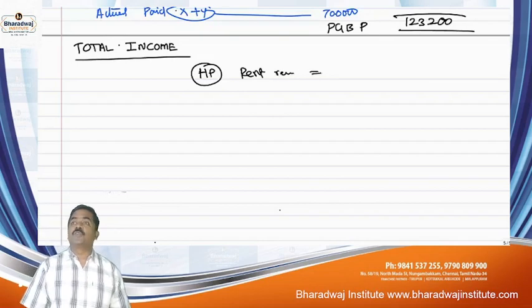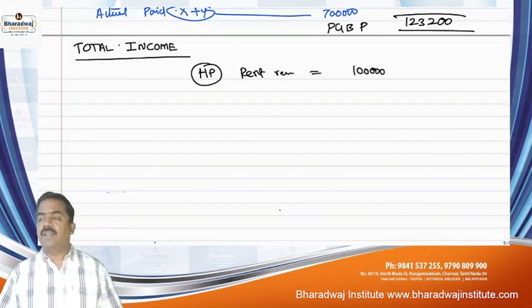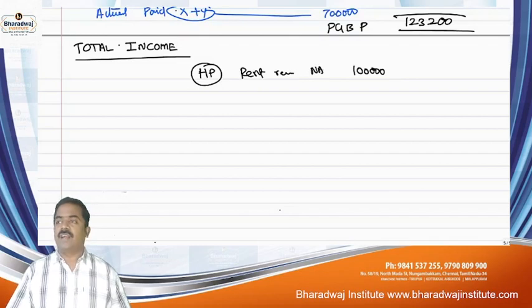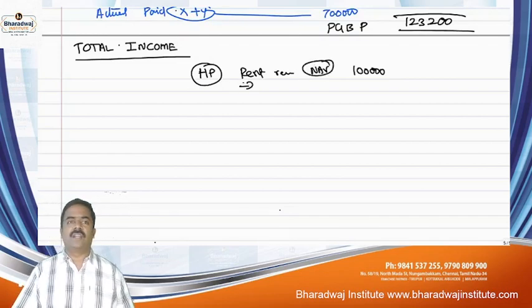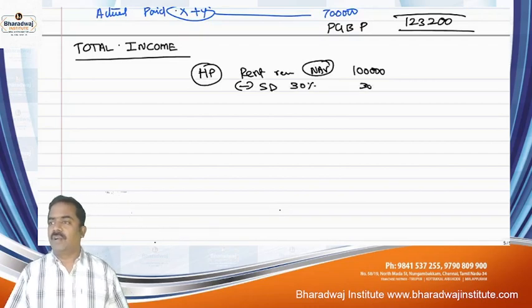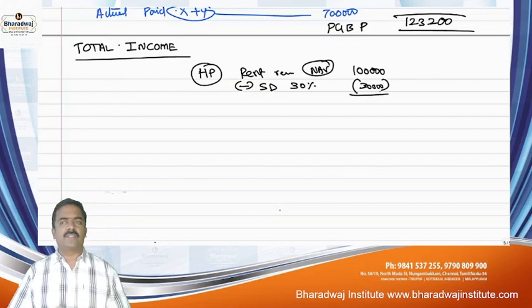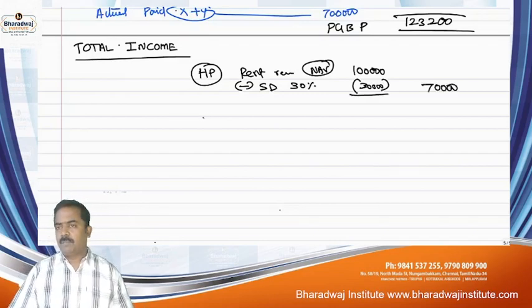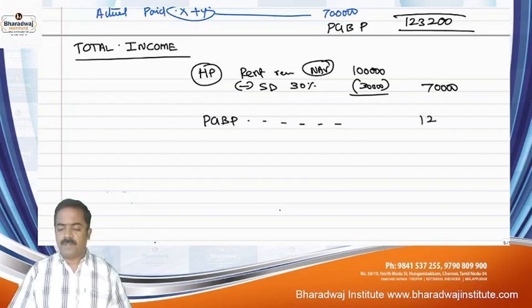The firm has a house property rent. What is house property rent? 1 lakh. For house property, you can claim standard deduction. What is the standard deduction allowed? 30%, under Section 24. No municipal tax, no other values are given. So 1 lakh into 30% is 30,000, balance 70,000. Then PGBB, just now we worked out.